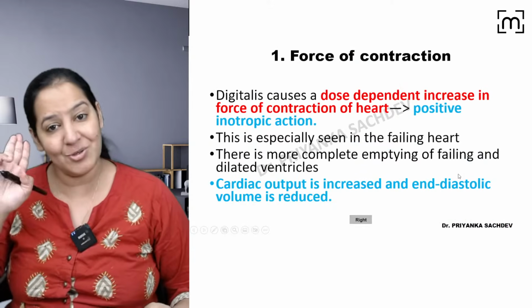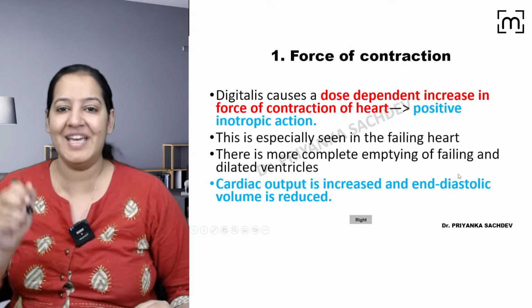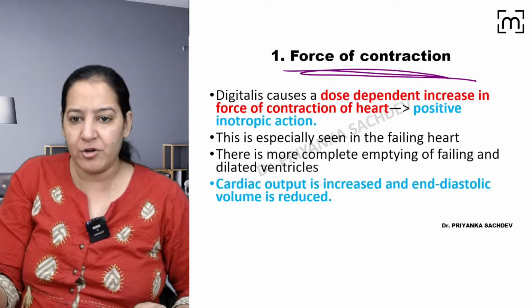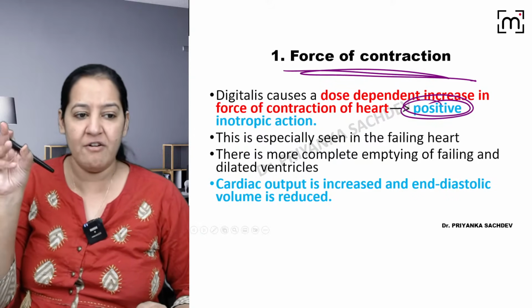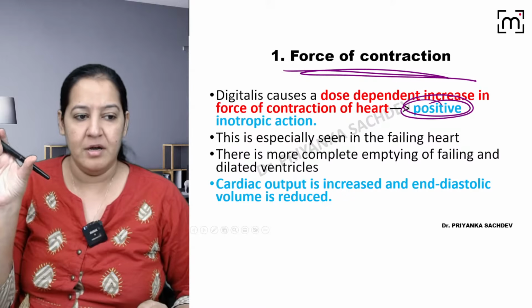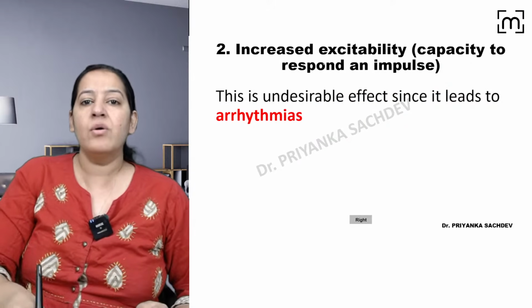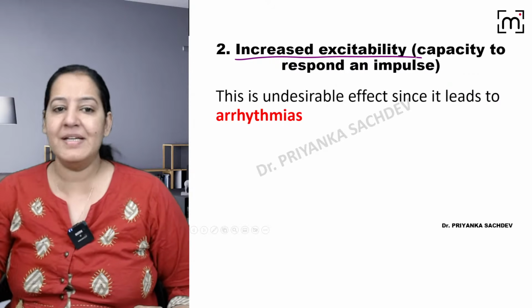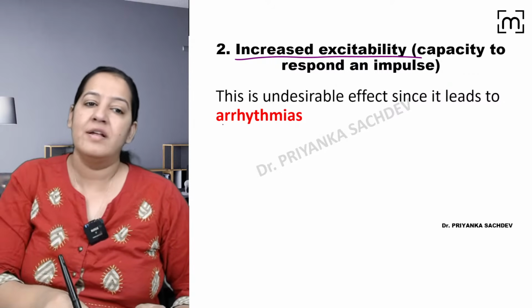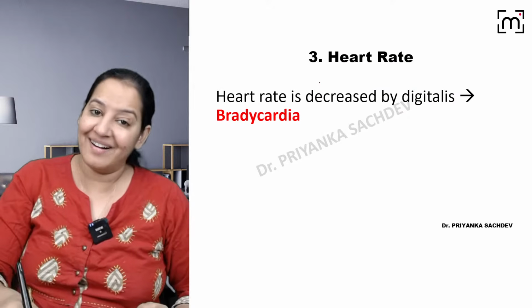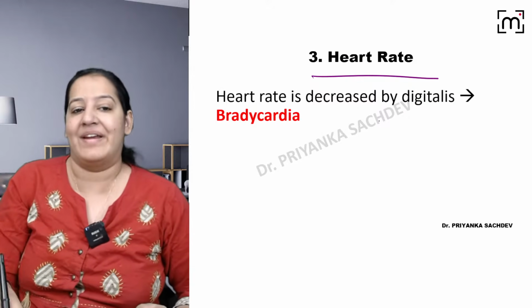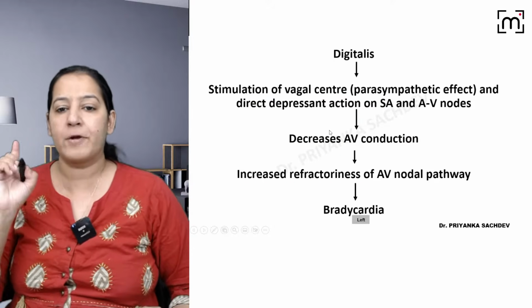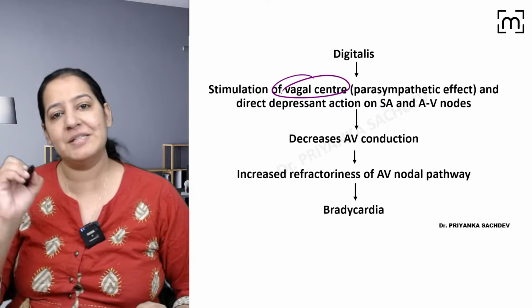You must understand. So the 3 effects on the heart are in front of you. ठीक है? So force of contraction, what will happen? It is a positive inotropic drug. That's why it is increasing the force of contraction. ठीक है? So the second is increased excitability. Excitability is increased because it stimulates SA node. That's why it can cause arrhythmia. ठीक है? And third is the heart rate. It decreases heart rate. It leads to bradycardia. It decreases the heart rate because it causes the vagal stimulation, the parasympathetic stimulation.